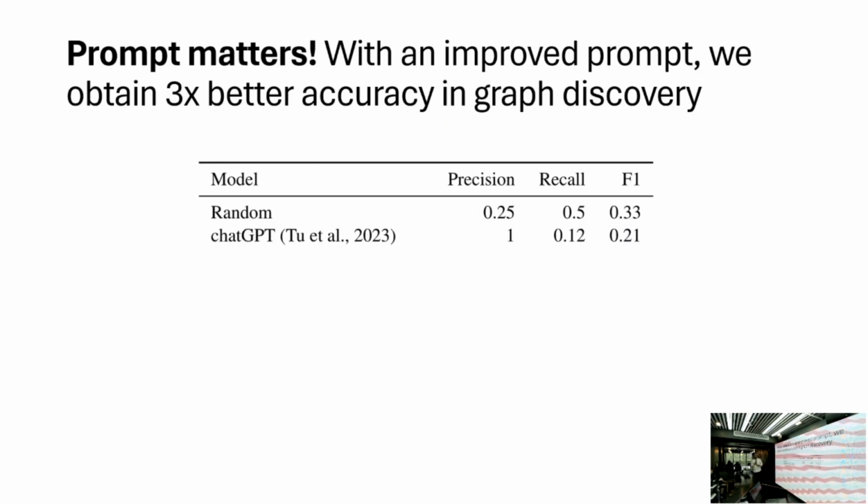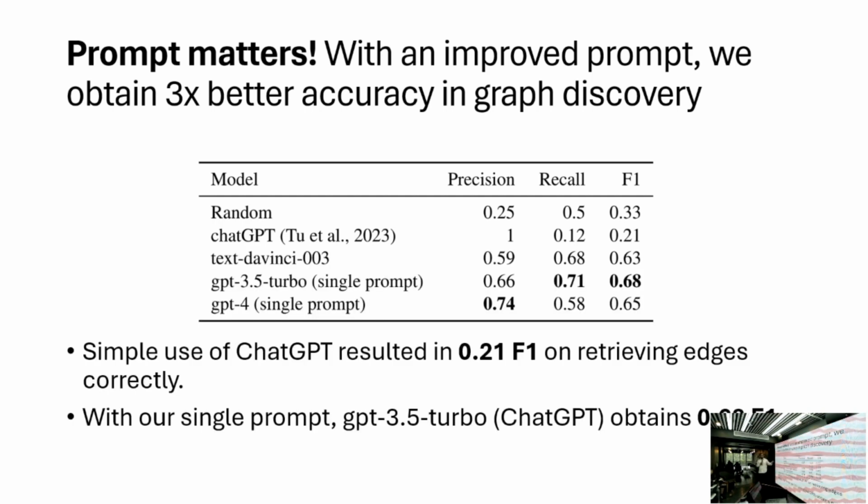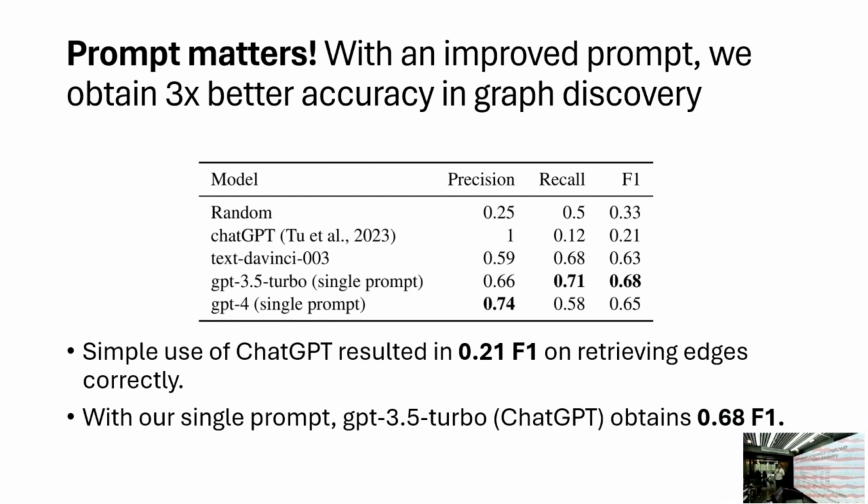How would this do? So here we looked at some earlier work by Tu et al., who were also using ChatGPT, but not using the right prompt. I mean, a very simple prompt they used. With some amount of prompt engineering, we were able to increase the F1 from about 0.21 to 0.68, a 3 times increase.